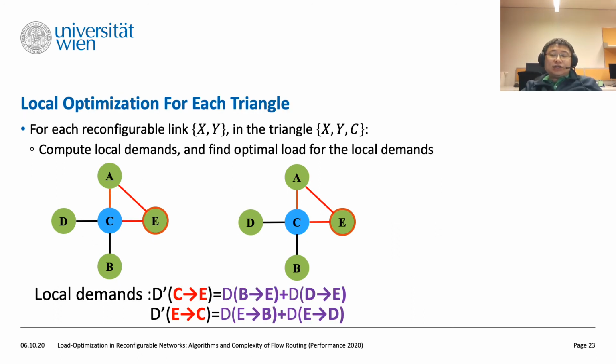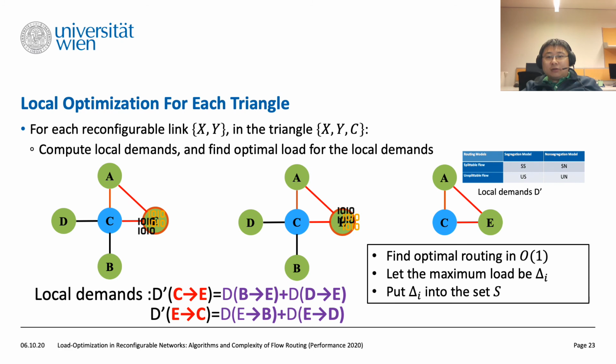After understanding this observation, we realize the minimized maximum load theta can be obtained by computing the local optimal load for each triangle. So what are the local demands for each triangle? For demands to E, we can propagate them as demands from C to E. Then the demands from E to nodes outside the triangle can be propagated as demands from E to C. Here we define our local demands for each triangle. With our routing model and these local demands, we can find the optimal routing in constant time in each triangle.